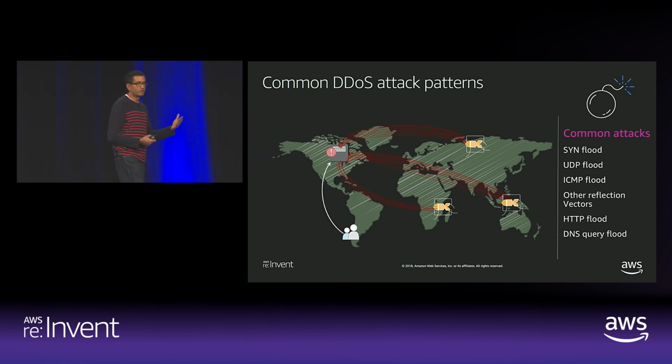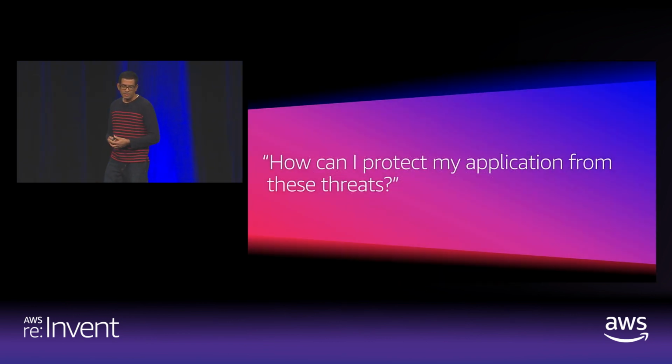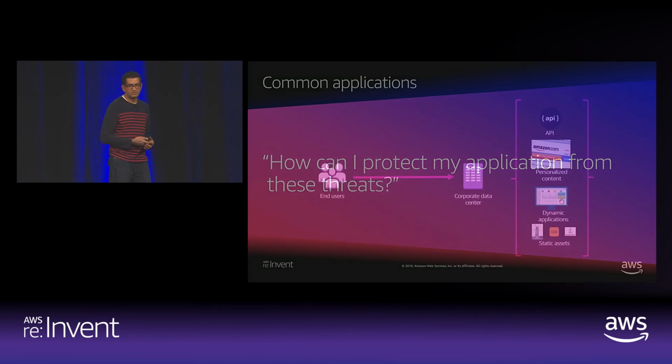So a real user, when they are trying to access the application, it's unavailable. So the question as an application owner, developer, or a security owner within your organization, the question you want to ask is then how do you protect your application from these threats?